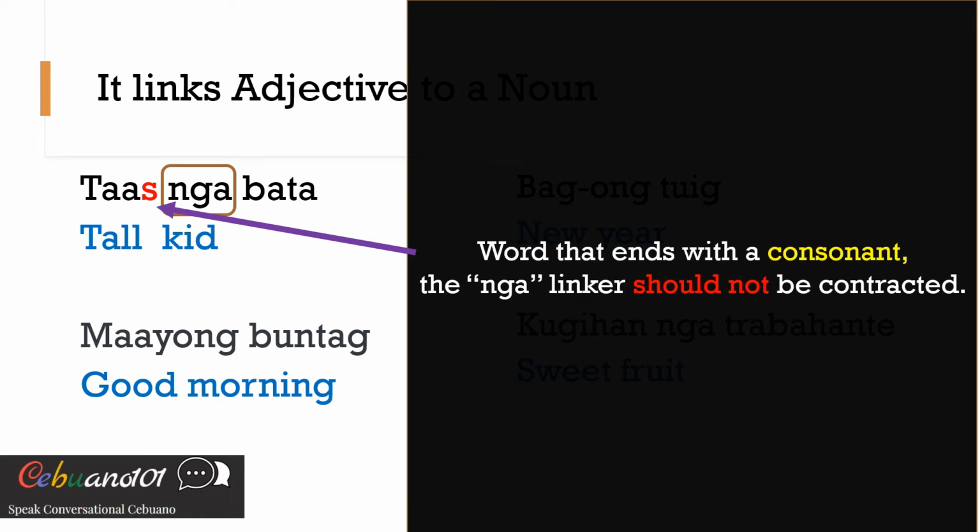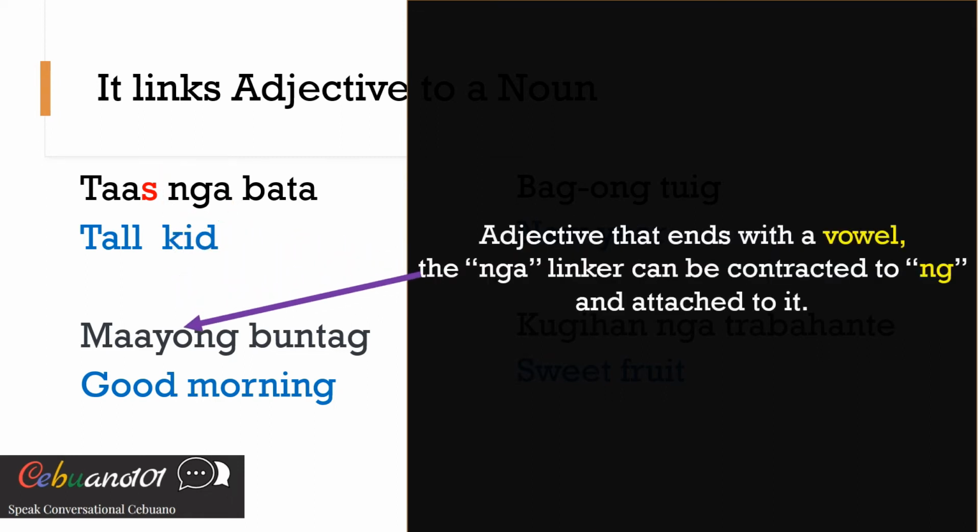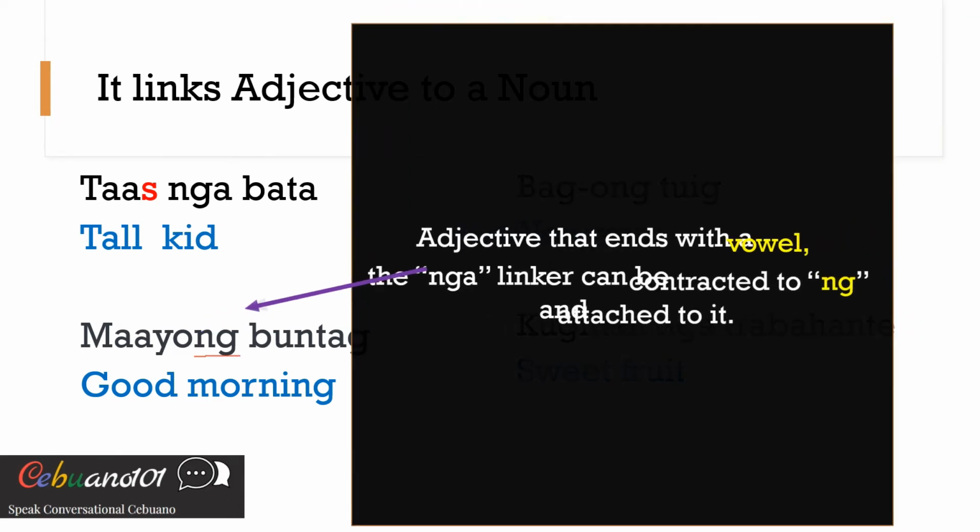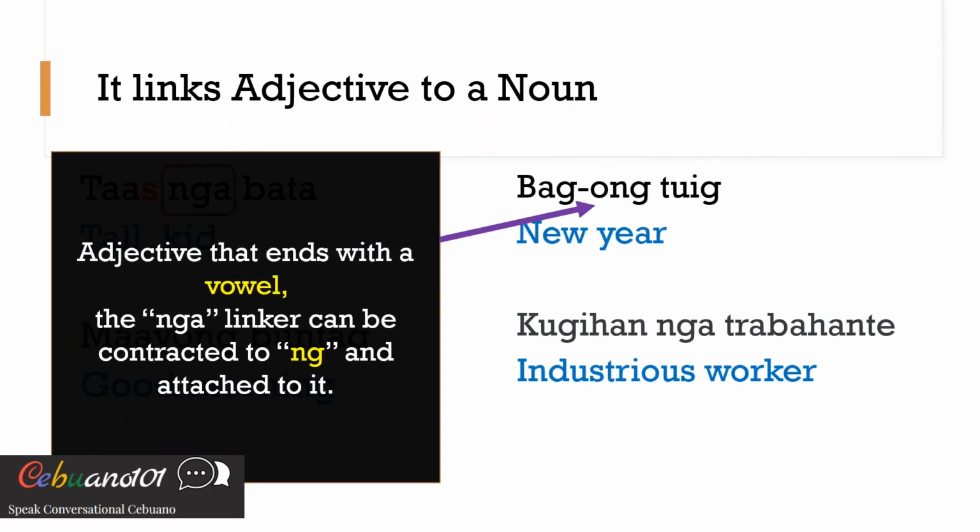Okay, next one. Here, if the adjective ends with a vowel, the nga linker can be contracted to ng. Okay, and we will attach it to the adjective. If the word before the nga linker ends with a vowel, you can attach the nga linker, but you have to drop the a. Only attach ng. Like also in this case, for example, bag-ong tuig. Okay?